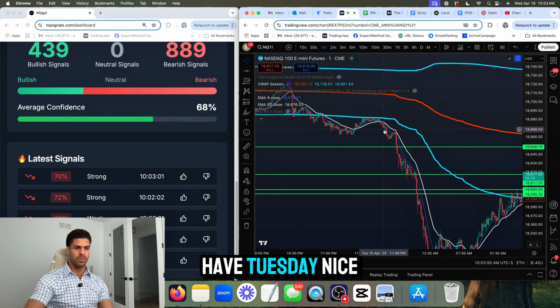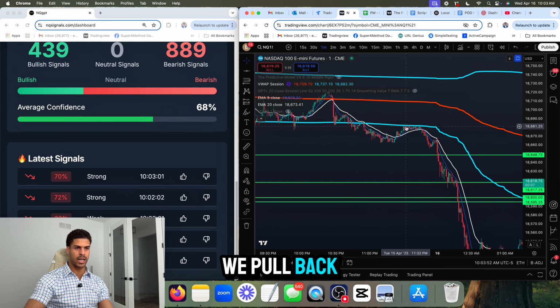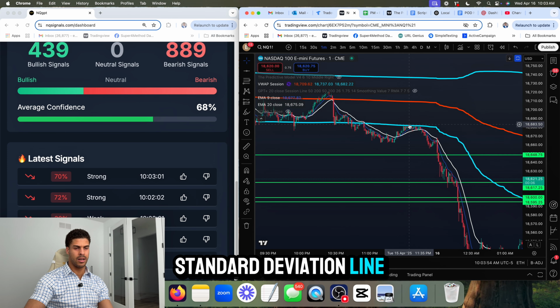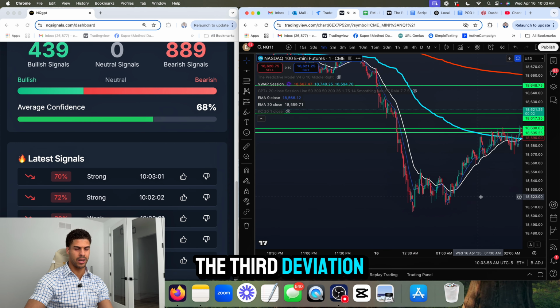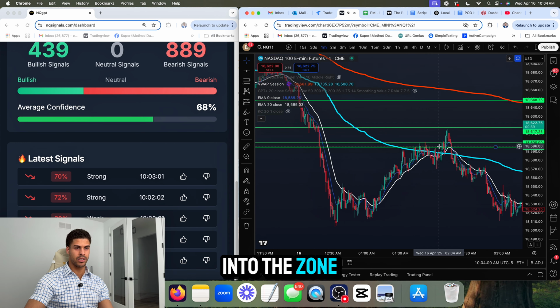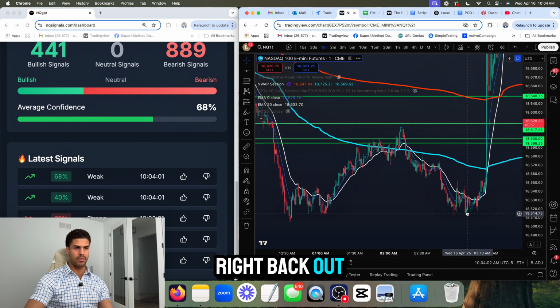And so we have Tuesday, nice sell-off. We pull back up towards the standard deviation line, boom, right back down. And you could add a second deviation line, a third deviation line. Price pulls back into the zone, right back out, which is nice.